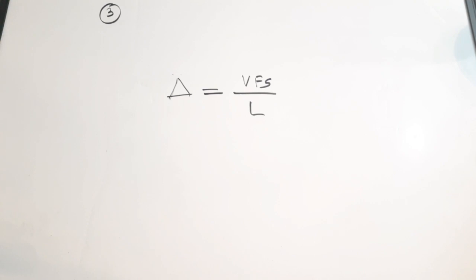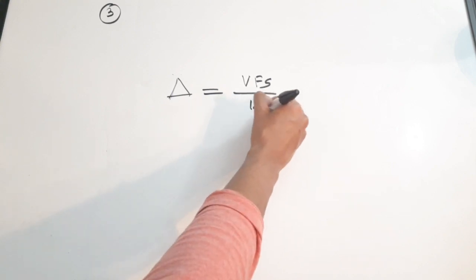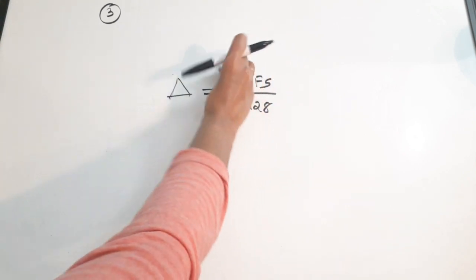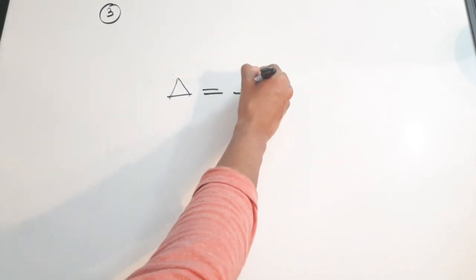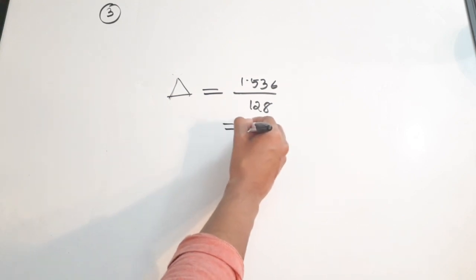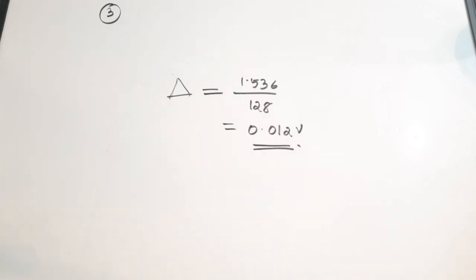Now here in this question, the quantization levels is 128 and the peak to peak voltage is 1.536. Directly it is given. 1.536 is the peak to peak voltage, and if you solve it, the value obtained is 0.012 volt. So this is the quantization step size, the step size of each level.